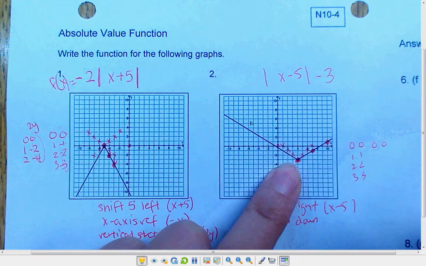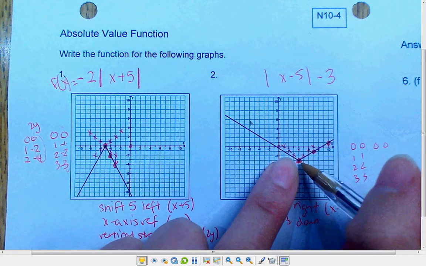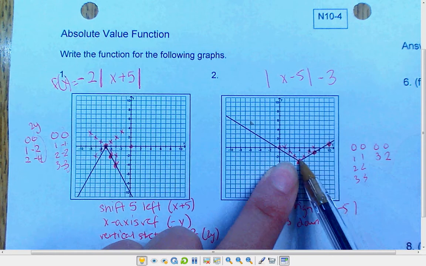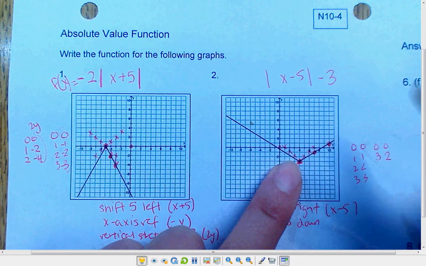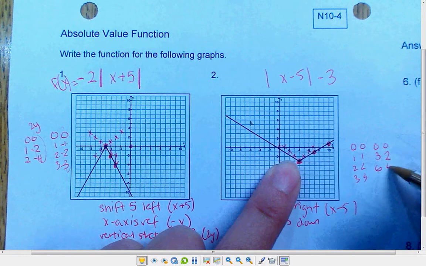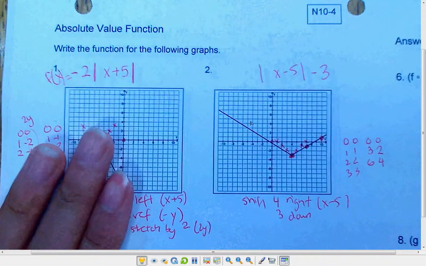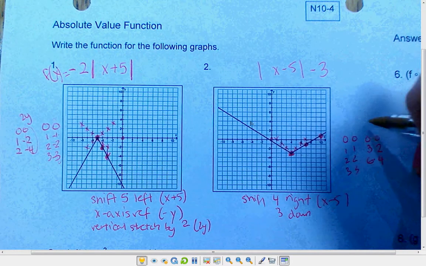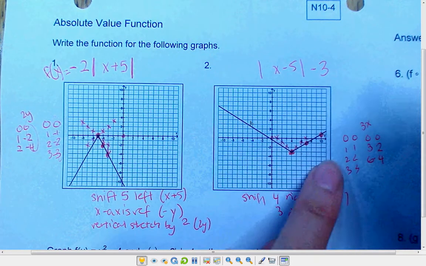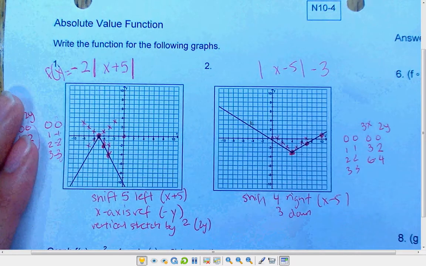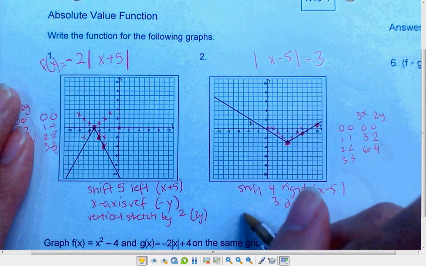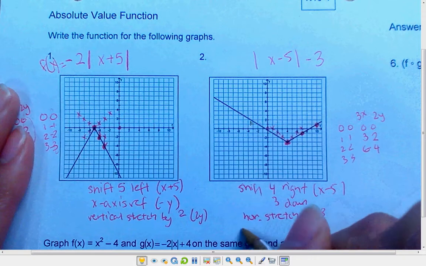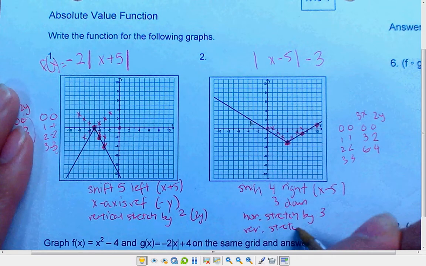Now my new one is 0, 0. Instead of going 1 over 1 up, I'm going 1, 2, 3 over 2 up. Again, this is 0, 0. 1, 2, 3, 4, 5, 6 over 1, 2, 3, 4 up. Look at what has happened to your points. Clearly both your x and your y have changed. From here to here, my x's have been multiplied by 3. My y's have been multiplied by 2. So for the x's it's a horizontal stretch by 3. For the y's it's a vertical stretch by 2.